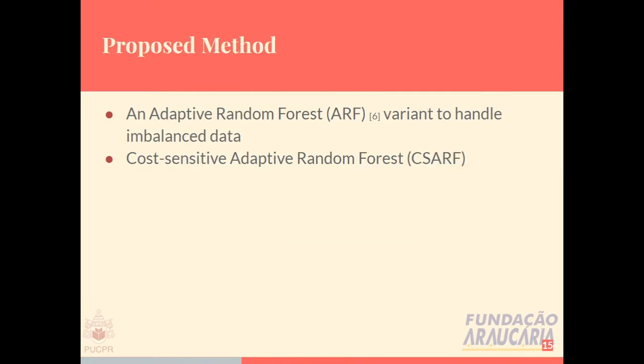In this talk, you are going to see the impact of the distribution of cost sensitivity in an ensemble of decision trees developed for data stream classification, aka adaptive random forest. We propose the cost sensitive adaptive random forest, CSARF for short, which employs two variations to consider misclassification costs.